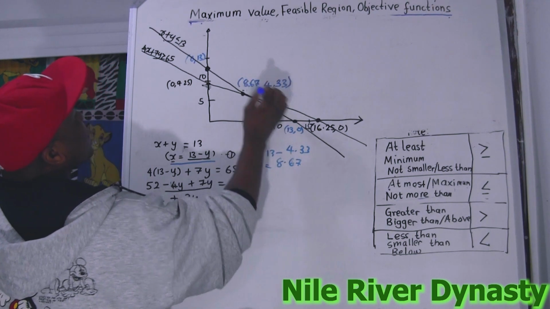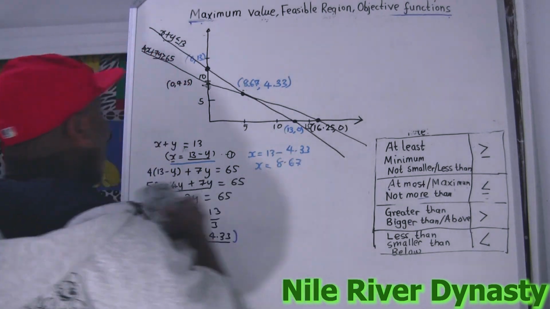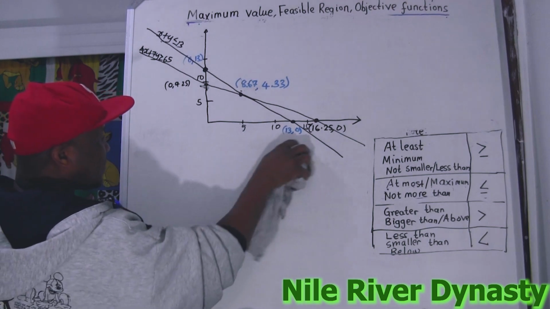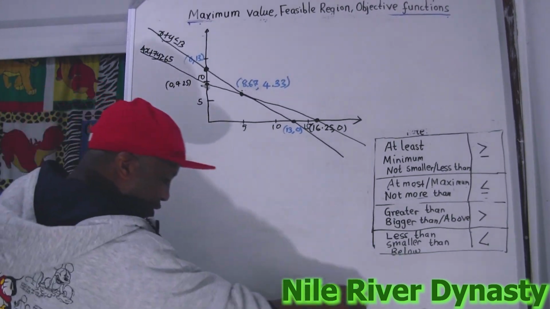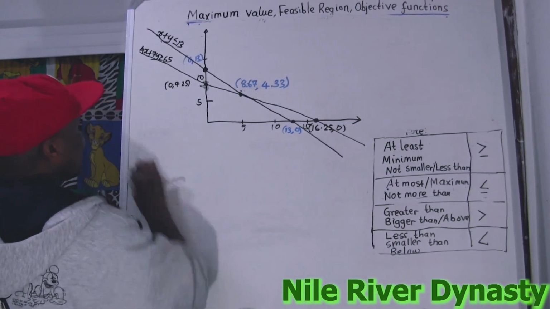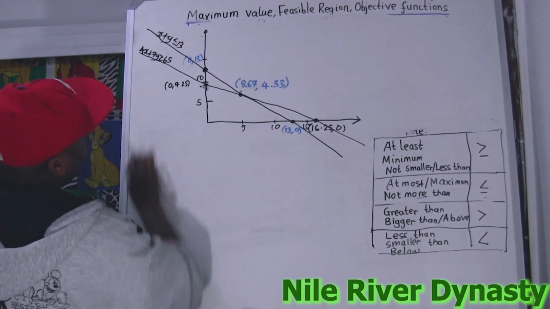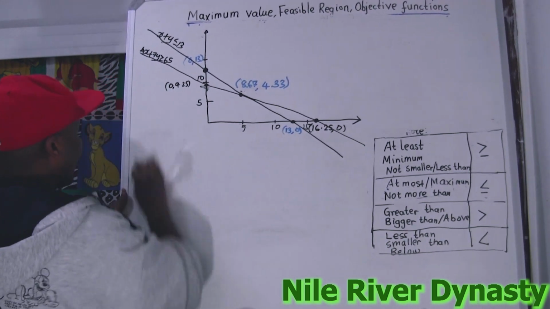Now we want to get the feasible region. I don't need this one anymore, I have all my planes. So how do we get the feasible region? Let's get the feasible region quick.